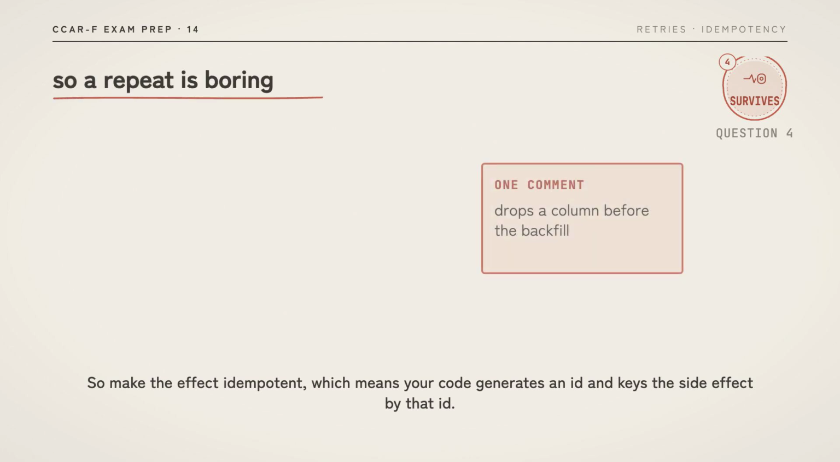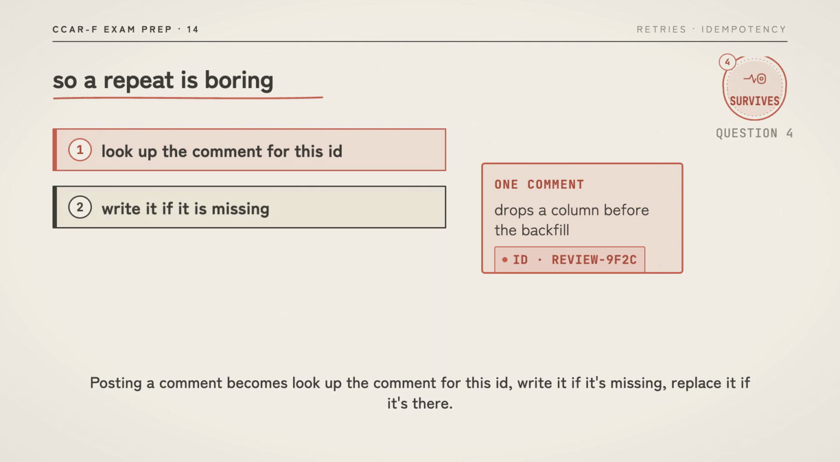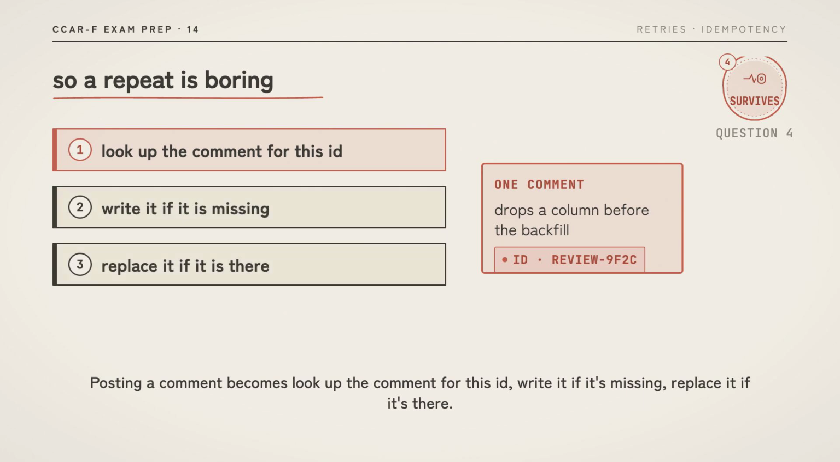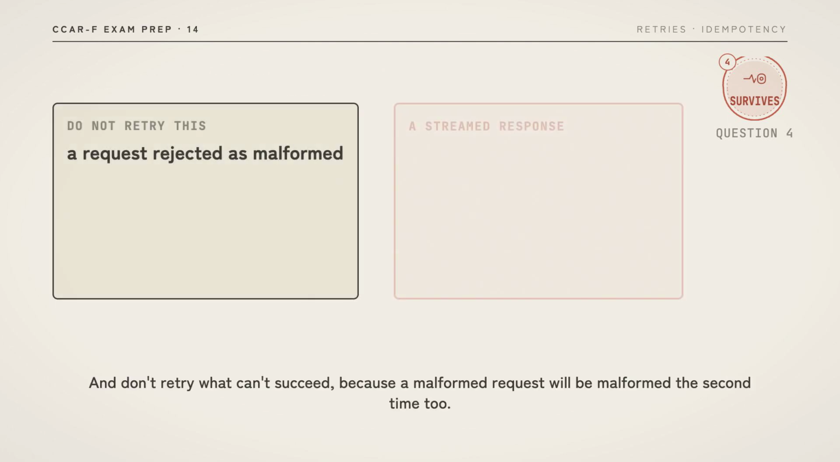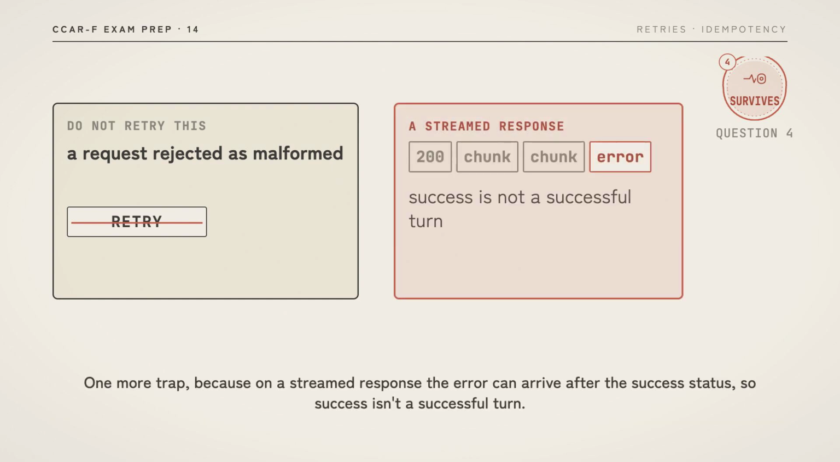So make the effect idempotent, which means your code generates an ID and keys the side effect by that ID. Posting a comment becomes lookup the comment for this ID, write it if it's missing, replace it if it's there. And don't retry what can't succeed, because a malformed request will be malformed the second time too. One more trap, because on a streamed response, the error can arrive after the success status. So success isn't a successful turn.